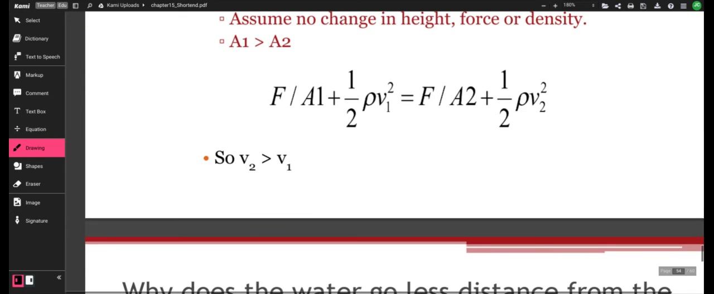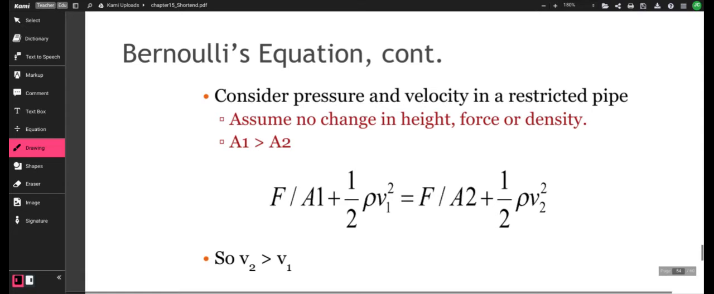Some things that we can consider based on this is that as the cross-sectional area changes, we are going to see a change in the velocity. Considering that pressure and velocity are restricted in the pipe, and there's no change in height, force, or density, as the cross-sectional area goes down, the velocity goes up. That has to happen in the equation. Think about it.